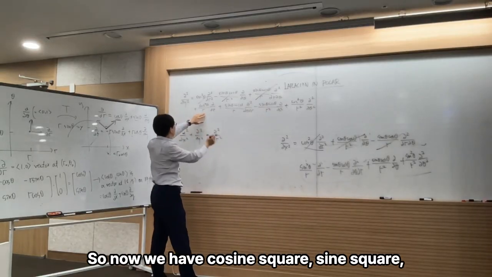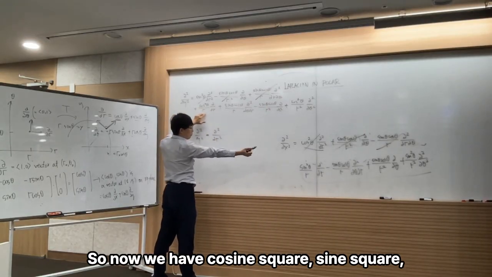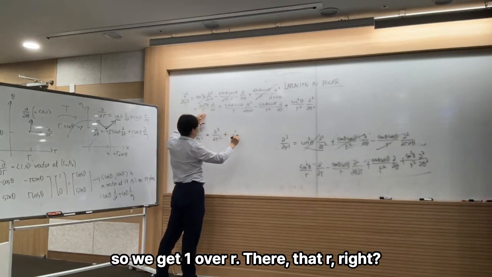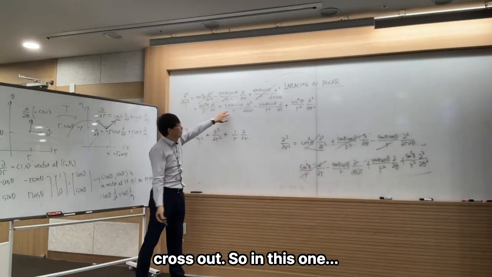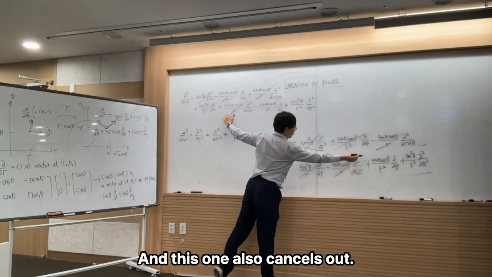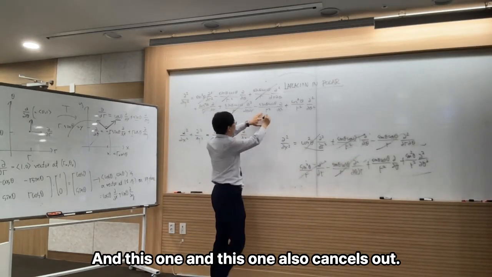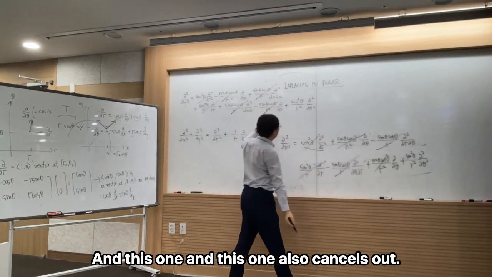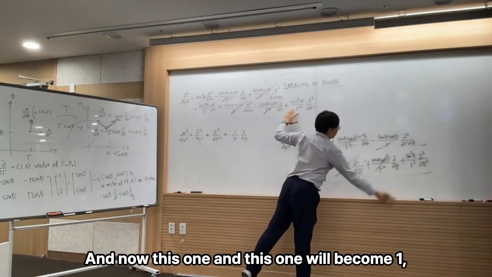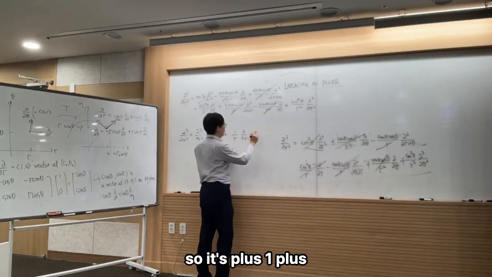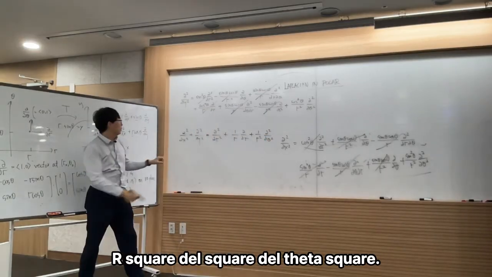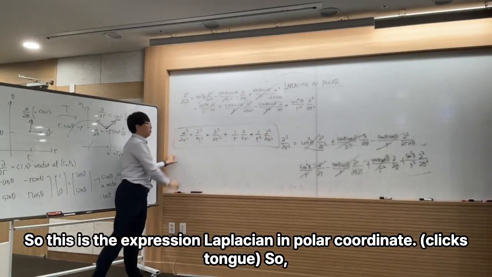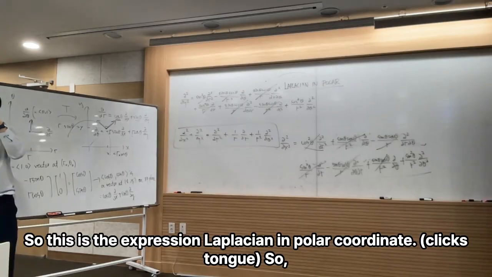And how about this one? So now we have cosine squared plus sine squared, which is 1. So we get 1 over r, ∂r, right? So we use this, so cross out. In this one, and this one also cancels out. And this one also cancels out. And now this one and this one will become 1. So it's plus 1 over r squared, ∂θ squared. So this is the expression of the Laplacian in polar coordinates.